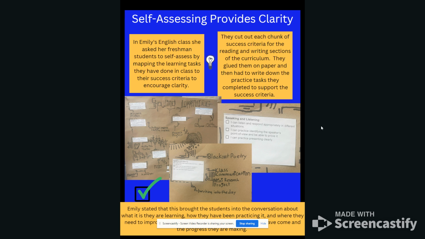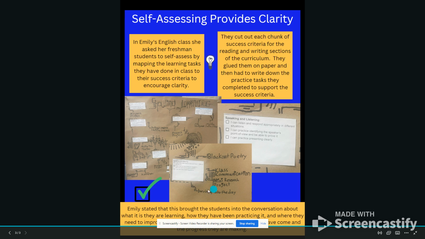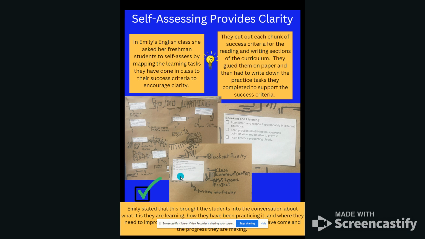So they cut out each chunk of success criteria. As you can see here, here is an example of speaking and listening I can statements. And then they had to write down what task or what practice tasks they had to do to complete or practice these specific success criteria. Emily stated that this brought her students into the conversation about what it is they are learning and how they've been practicing it and where they need to improve. It also showed her students how far they have come and the progress they are making.